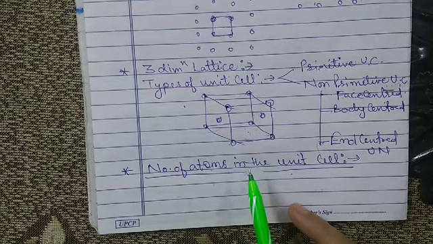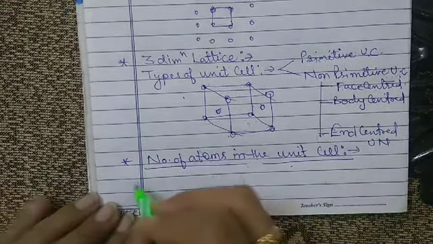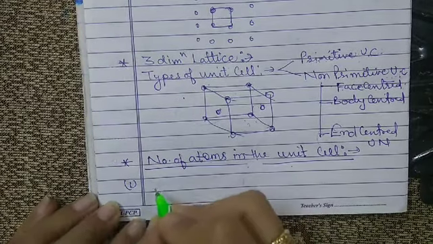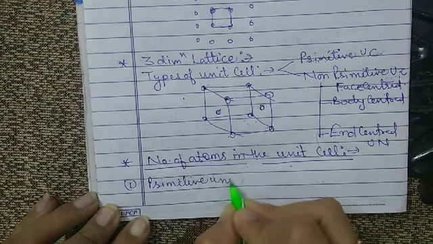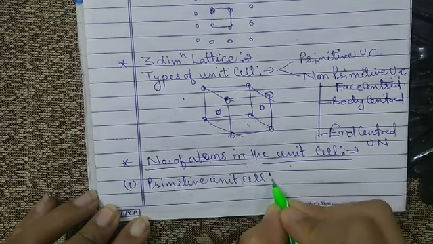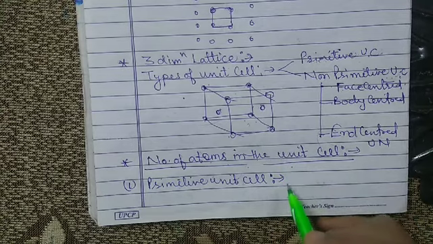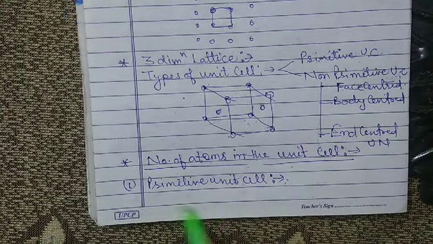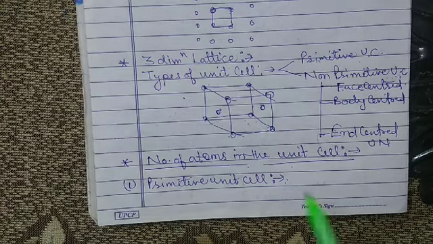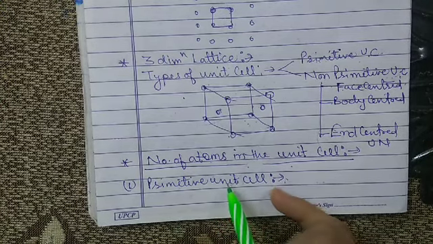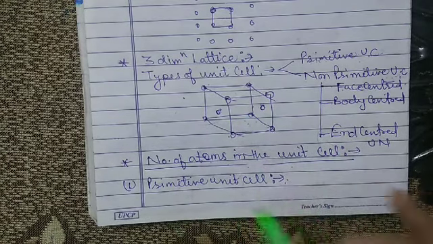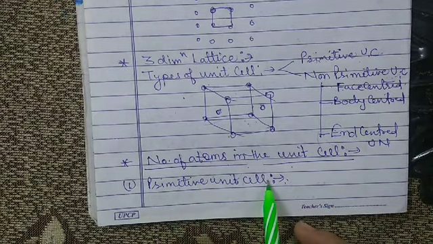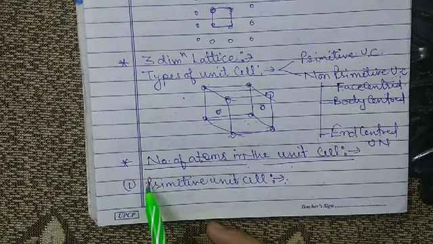So first of all, let us take the first one, that is, the primitive unit cell. The primitive unit cell is also known as the simple unit cell. We have already discussed that the points are only present at the corner. Here the meaning of the particle is the constituent particle. It means the constituent particles are only present at the corner of the unit cell, not inside it.